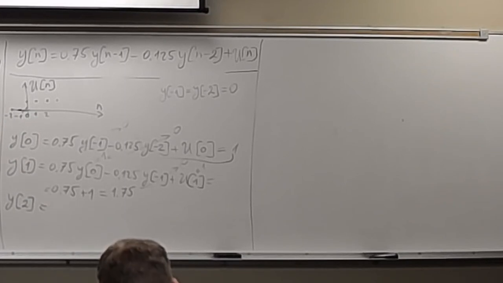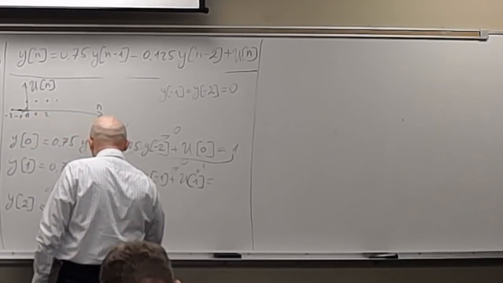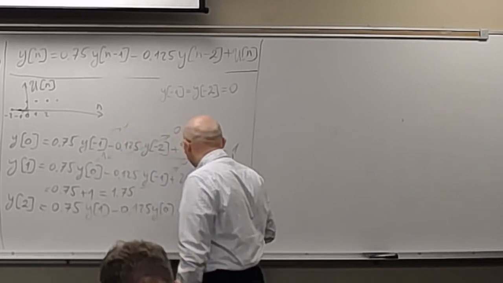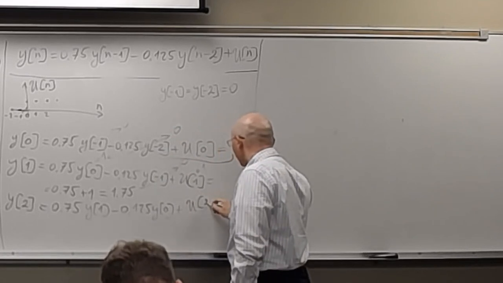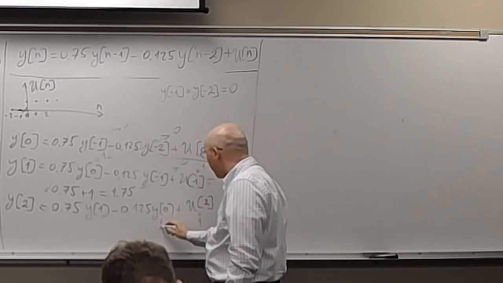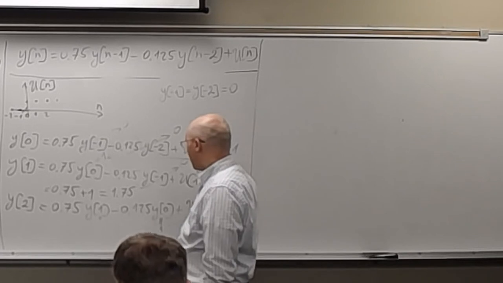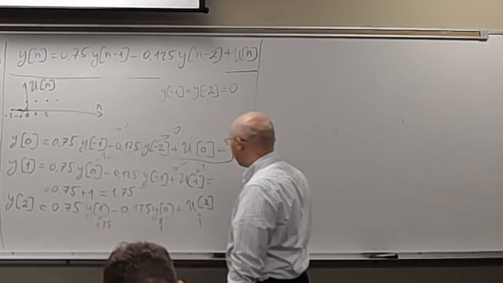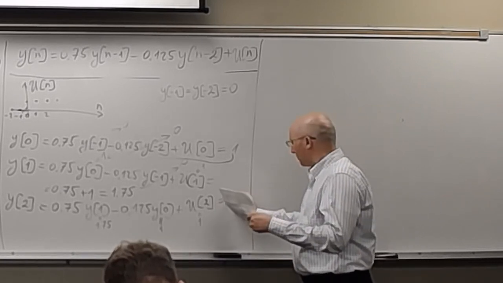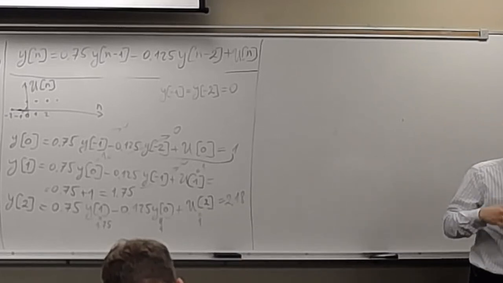The last one that they asked is number 2. So 0.75 times y1 minus 0.125 y0 plus u of 2. So this one is 1, y0 we computed to be 1, y1 we computed to be 1.75, and now you need a calculator. Something of that kind. And that way you can continue for any n. Obviously.